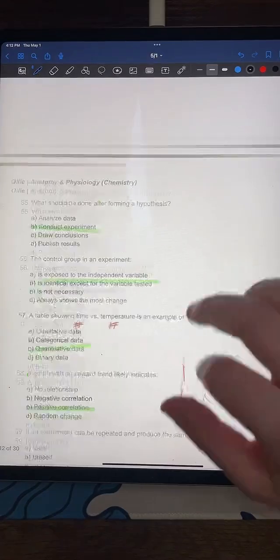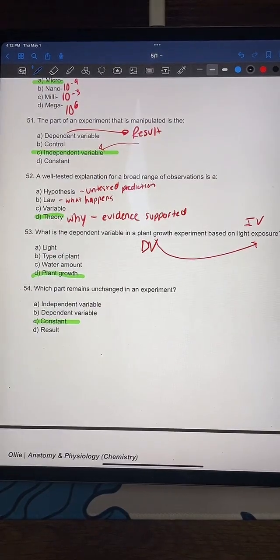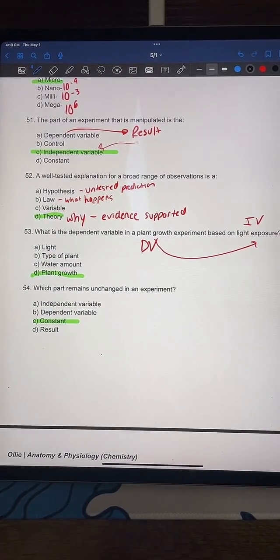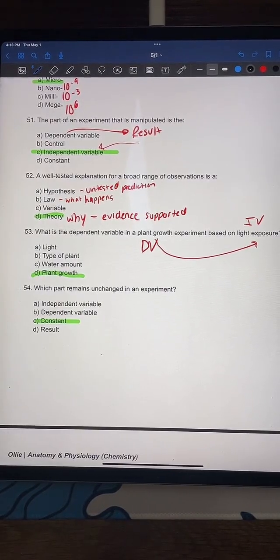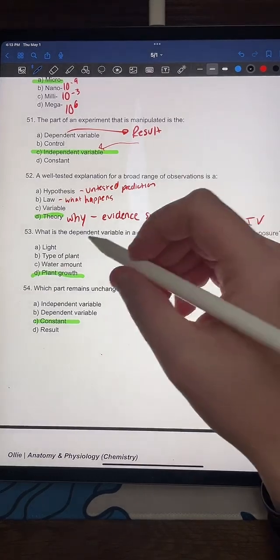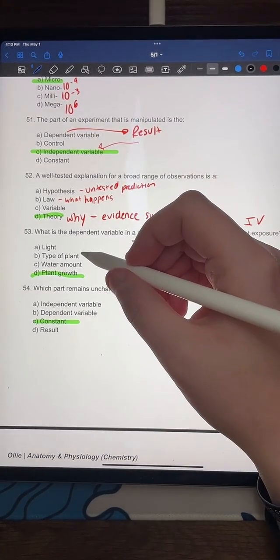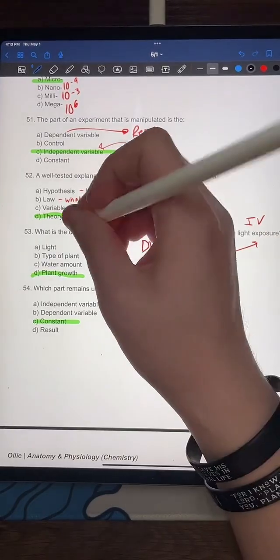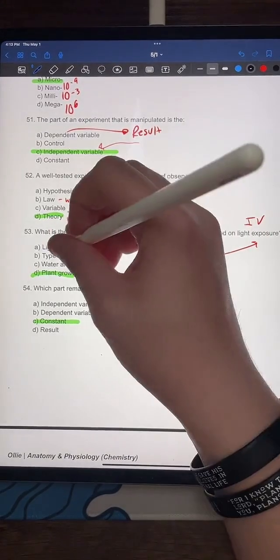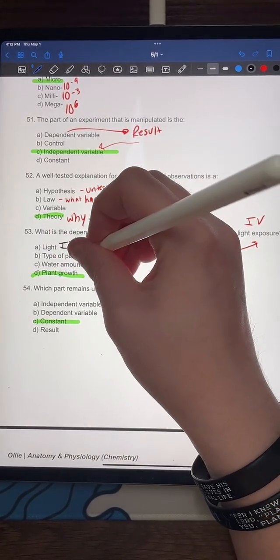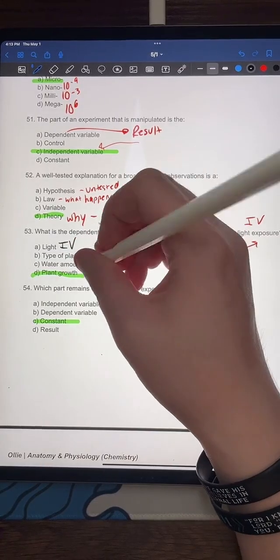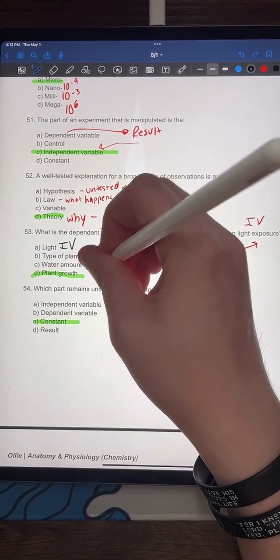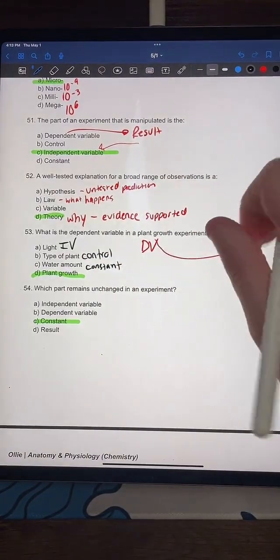53. Let me see. Is that what the one was? Yeah, 53. So the control would be the type of plant. The light, so let's put this here. The light is the independent variable. The plant is the control. And the amount of water that each plant gets is the constant. You would want each plant to get the same amount of water.